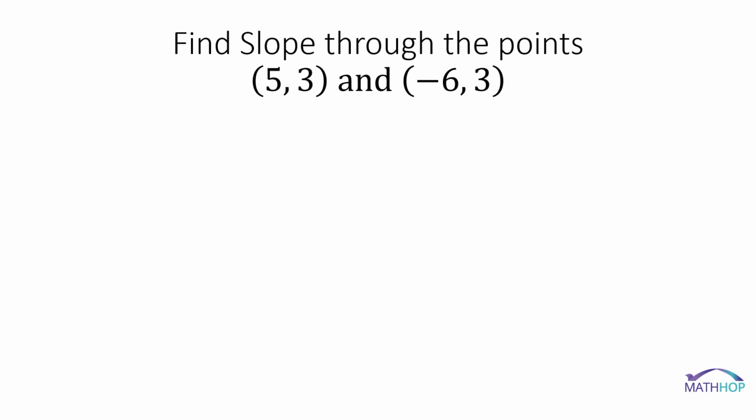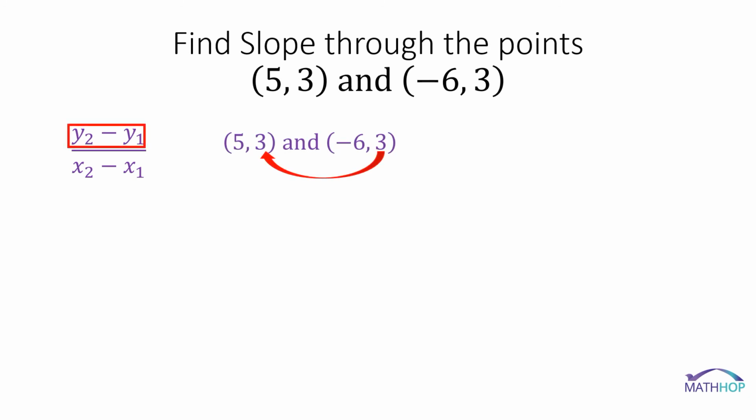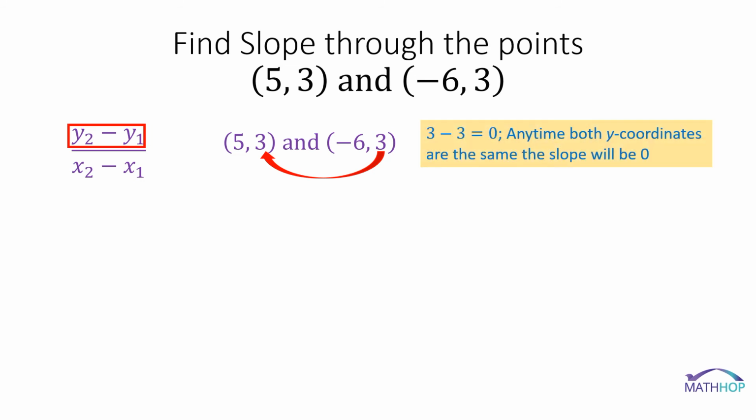Let's look at the points 5, 3 and negative 6, 3. Let's put the slope formula up there. You might already be thinking something's weird with these points, but let's look at it anyway. Let's look at our change in y. There is no change in y. We go from 3 to 3. 3 minus 3 is 0. Anytime both y coordinates are the same, your slope will be 0. Think about it, 0 divided by anything is 0.